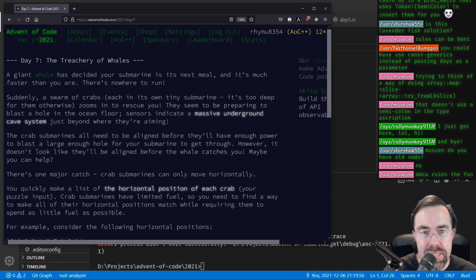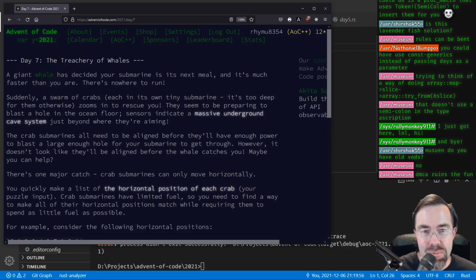A giant whale has decided your submarine is its next meal, and it's faster than you are. There's nowhere to run. So the premise, if you missed days 1 through 6, is we had the keys to Santa's sleigh, and we accidentally dropped them in the water, and now we have to go fetch them out. It turned into this whole undersea adventure. So now we're in a submarine. We're being chased by a giant whale. You've got to read through days 1 to 6 if you want to see the whole story.